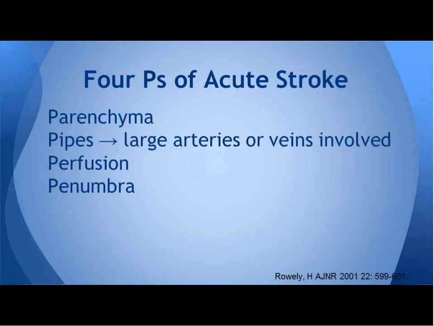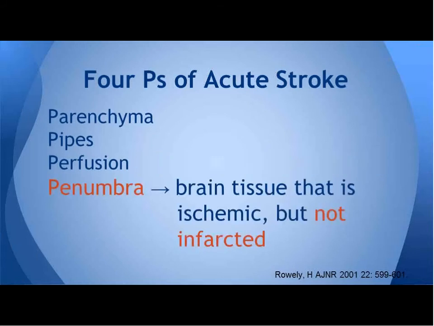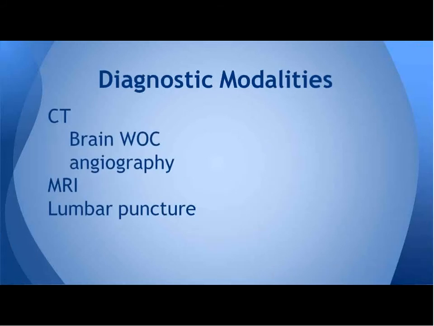Ischemia versus hemorrhage, large arteries or veins involved. You can have significant thrombosis of the venous system and again present with stroke symptoms. But that's another discussion on another day. Perfusion, collaterals, and net circulation. And then penumbra, the brain tissue that is ischemic but not infarcted.